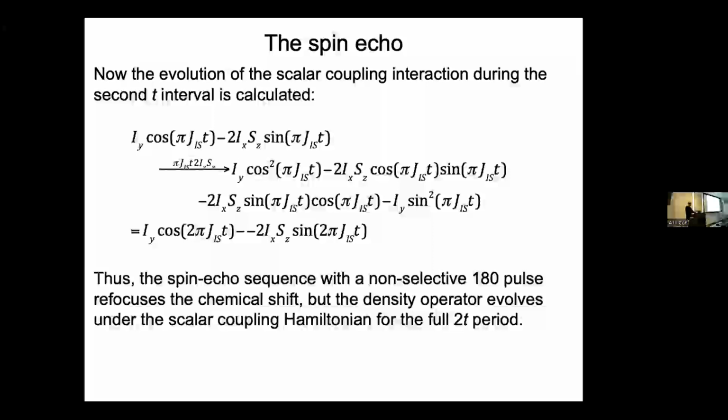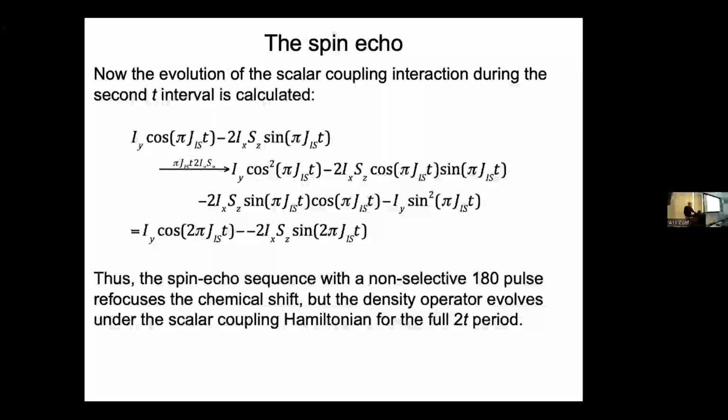And Iy should rotate towards, there are 2 minus signs, there should only be 1. Iy rotates towards minus 2IxSz, and again, I have the sine modulation for the total time period, 2t. So the chemical shift got refocused, and the J coupling evolved as if the pulse wasn't there at all. And that's typical of a non-selective spin echo because both elements of the operators got through.